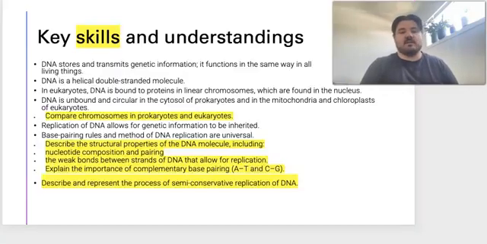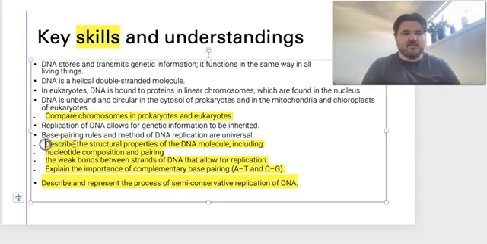So let's get started. The first thing you'll see in every single video is this. So you'll see key skills and understanding. And so the skills are highlighted in yellow and they're the things that are like actions. They're the things that you'll actually have to be able to do. So just in context here, let's go with this one right here. Describe the structural properties of the DNA molecule, including nucleotide composition and pairing and such and such.